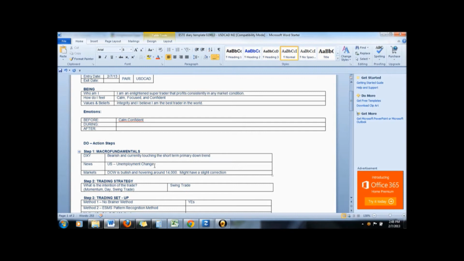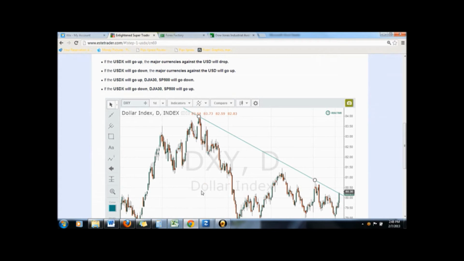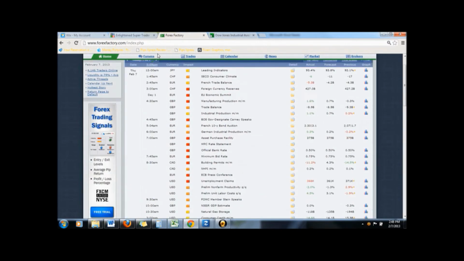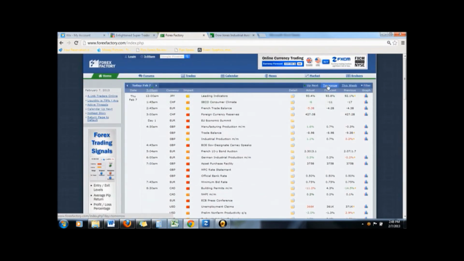Employment change, what is the CAD? That reported, but based on tomorrow, we have the US, nothing Canada. Okay, double check based on today, whatever the rest, nothing tomorrow.